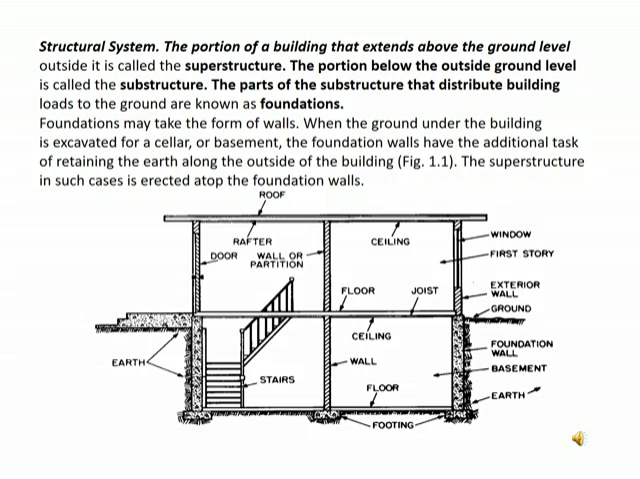The foundation wall has the additional task of retaining the earth along the outside of the building. So when we build a substructure, the walls also need to retain the earth. So the wall has two functions: one function is to support the whole building, and the second function is to retain the earth. This is the function of the foundation wall.